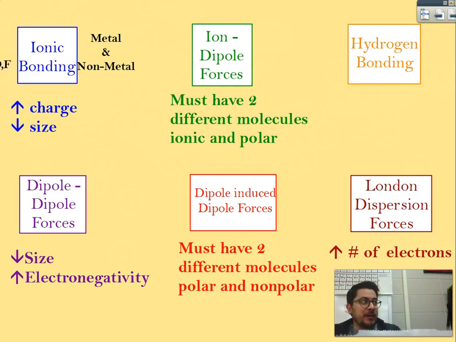For hydrogen bonding, I need to have H bonded with N, O, or F. One of the 3 elements. So if it's H bonded with N, it's hydrogen bonding. If it's H bonded with O, hydrogen bonding. If it's H bonded with F, hydrogen bonding.